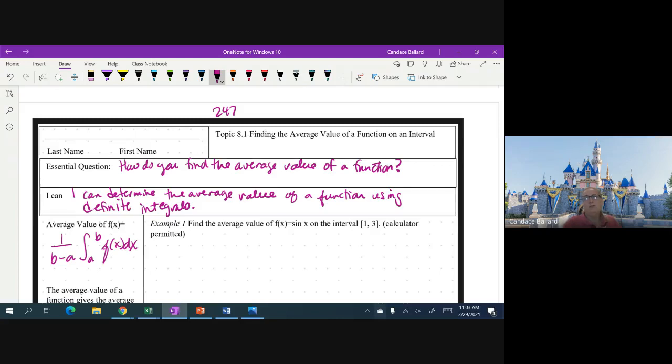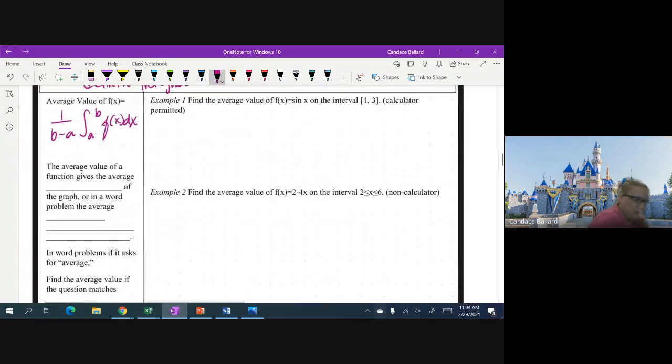And basically what it means is you're taking the average of whatever all the little rectangles you were adding up. In theory, that's what we're doing when we integrate, is we add up all the rectangles under the curve. So you're averaging those out. That's what you're doing. So the average value of a function gives the average height of the graph, or in a word problem, the average, whatever the words of the equation are.